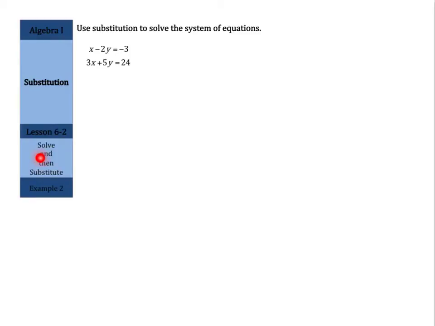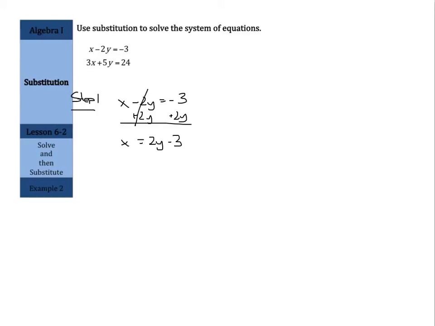So let's take either equation. I'm going to pick the first one. So step 1 here is to take this x minus 2y equals negative 3 and solve for either x or y. Well, I think it's pretty easy to solve for x here, because if I add 2y to both sides, I can get my x isolated, I can get it alone. X equals 2y minus 3.